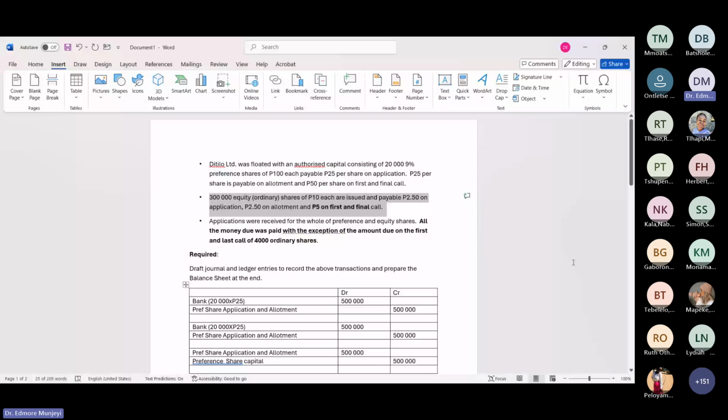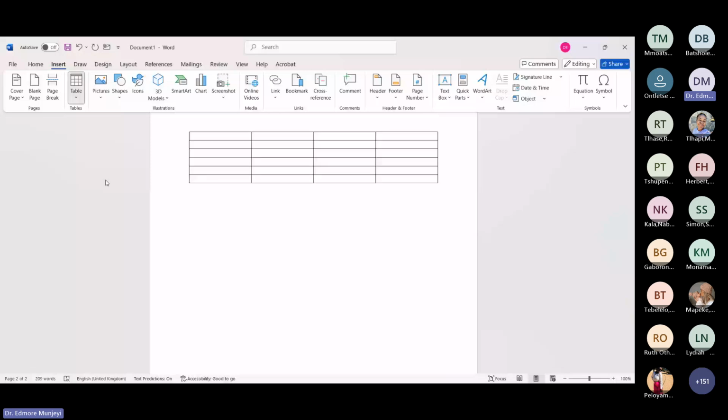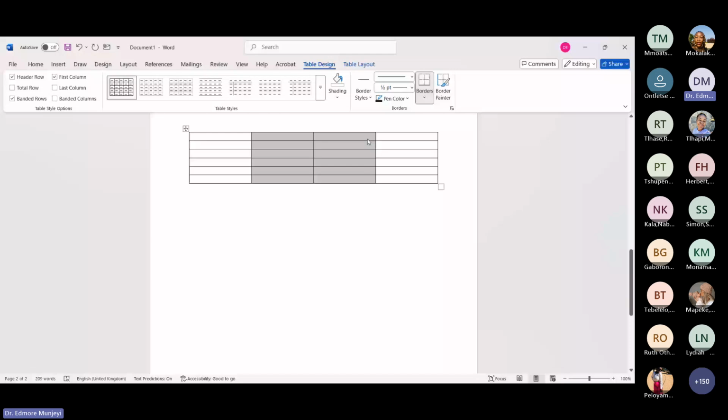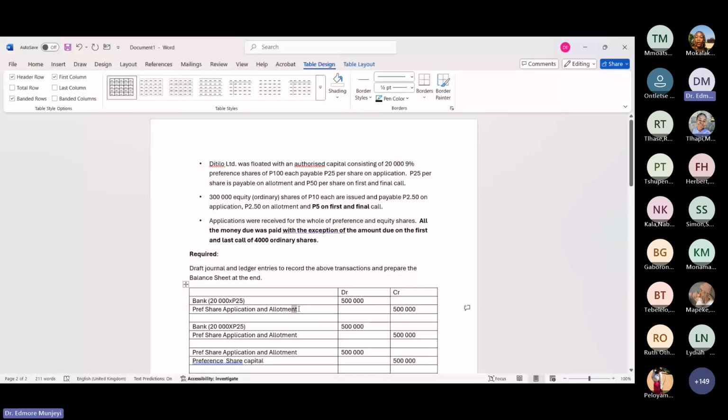Okay, so let's just go to the last part, which I think is very easy. This one is easy. So we are going to create our bank account there. So on bank, it's now a question of taking what is on the debit side. So the first one is this one. I'm going just to take this one and paste it in.